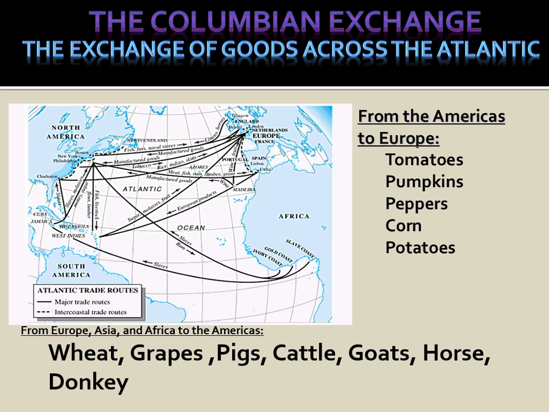Additionally, materials such as wheat, grapes, pigs, cattle, goats, horses, and donkeys were brought from Europe, Africa, and Asia to the Americas. It's very neat to think that one of the largest crops that the United States produces is wheat, and in fact, that wasn't native to the Americas. Also, horses and goats and donkeys, something that we thrive off of today in our culture, again, were not native to the Americas. That was all brought over by the Europeans during this age of exploration.